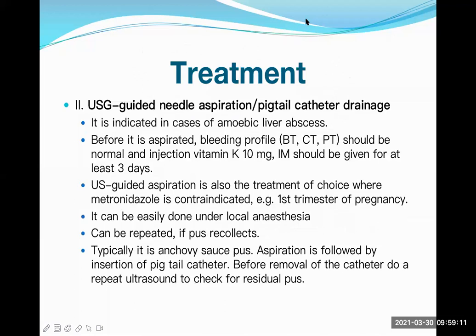Now, just like the previous condition, pyogenic liver abscess, we can go for drainage. This is how drainage is done: ultrasound guided needle aspiration or pigtail catheter drainage. We have to remember a few things here. If a large part of the liver is damaged, you need to do a bleeding profile test before you go for the aspiration or pigtail catheter drainage, because you are damaging a part of the liver here.